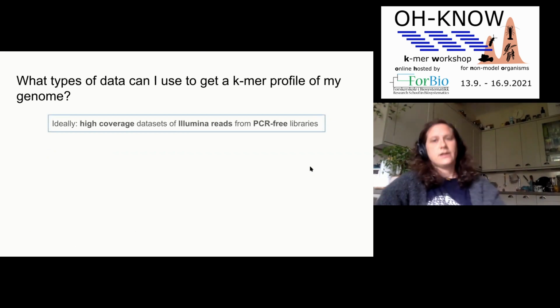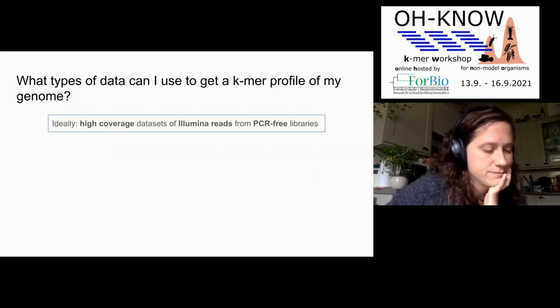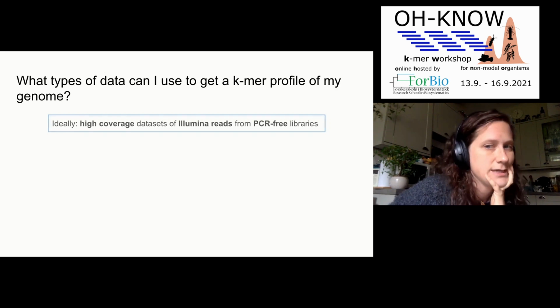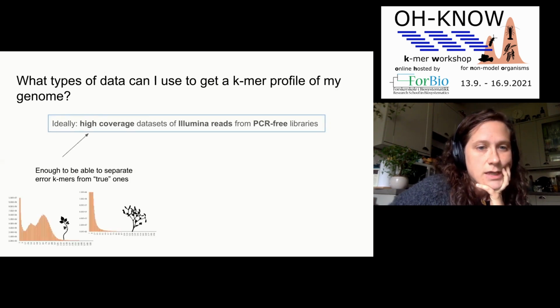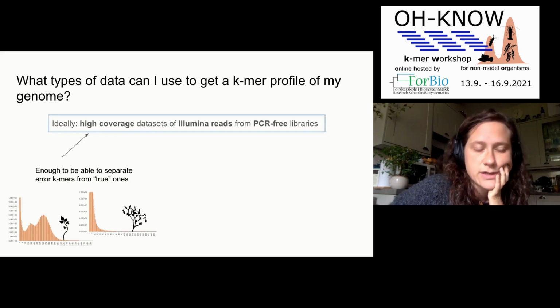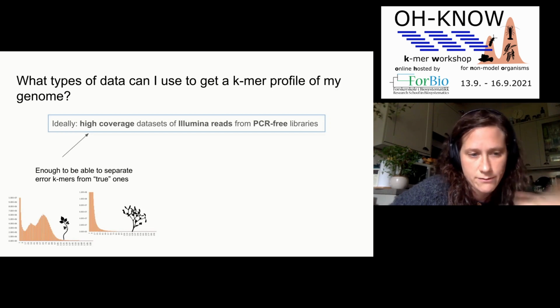So what types of data can I use to get a Kmer profile of my genome? Ideally, what we want is high coverage data sets. We want as many copies of your Kmers as you can, of hopefully Illumina reads from PCR-free libraries. This is the ideal case scenario. When we talk about high coverage, the problem is if you don't have enough coverage, you can't separate your error Kmers from your low coverage Kmers.